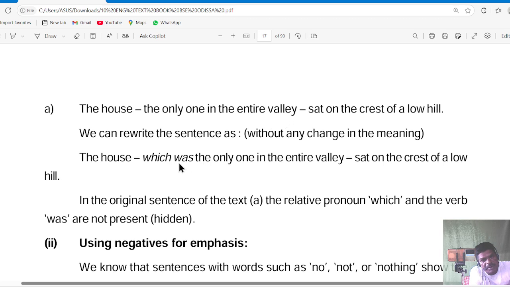Write one: which was the only set on the crest of the low hill. In the original sentence, the relative pronoun which and the verb was were not present; they were hidden. After we write that, this became the relative clause. This is the part of the sentence which gives clarity about the sentence, but the meaning is not changed.